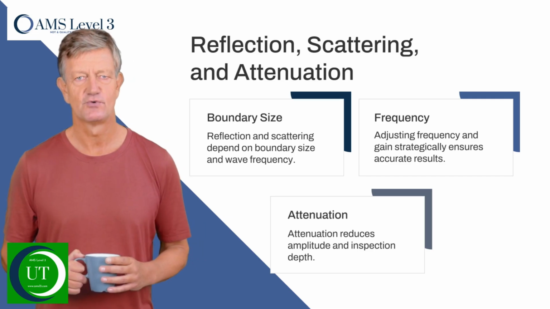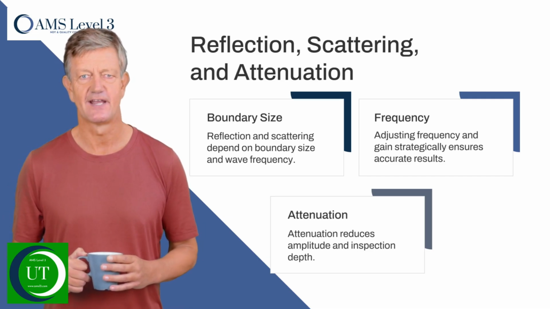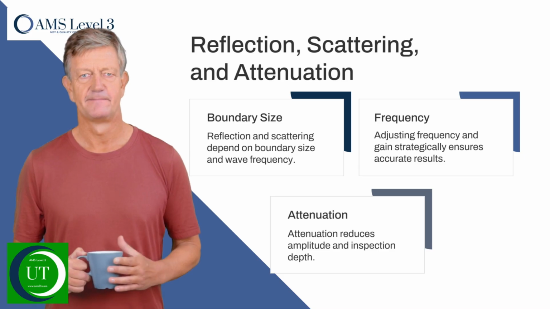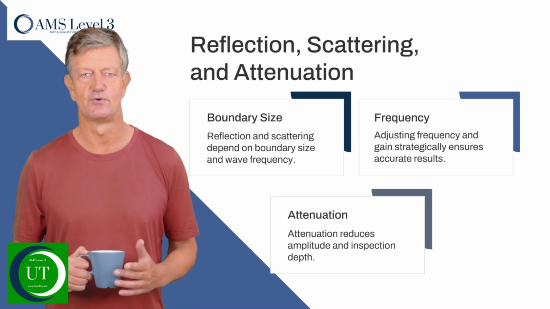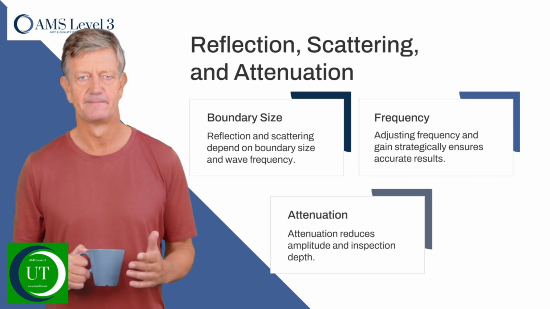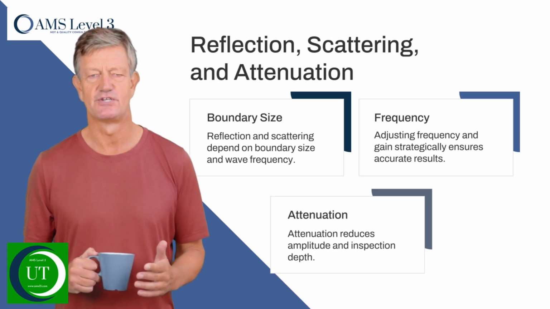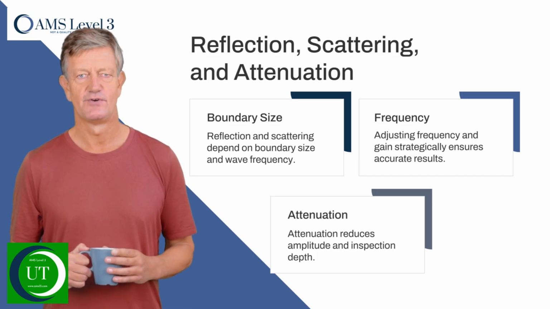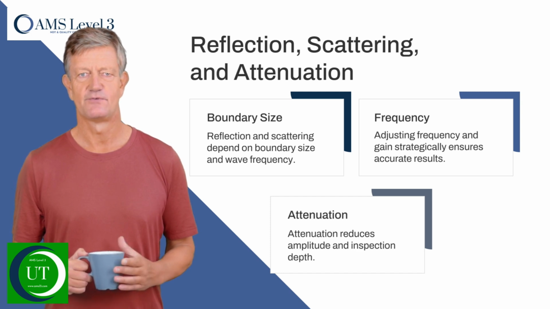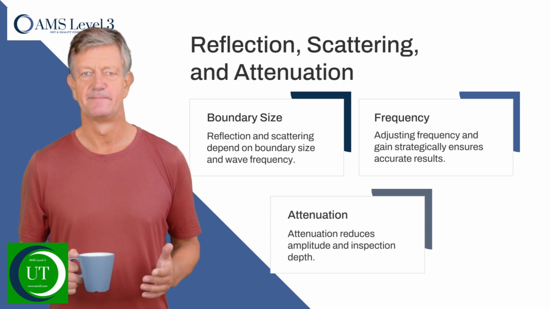Every echo on your screen has a story. Understanding how waves interact with boundaries lets you read that story clearly. Large, smooth boundaries, like a back wall, reflect sound cleanly. Small or irregular boundaries scatter it. The smaller the feature compared to the wavelength, the weaker the reflected energy. That's why frequency selection is everything.